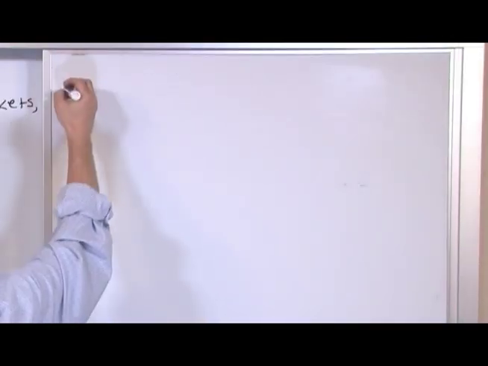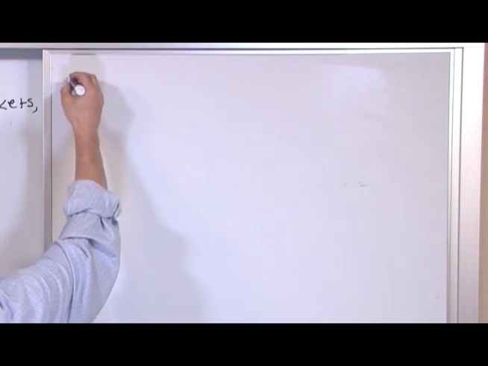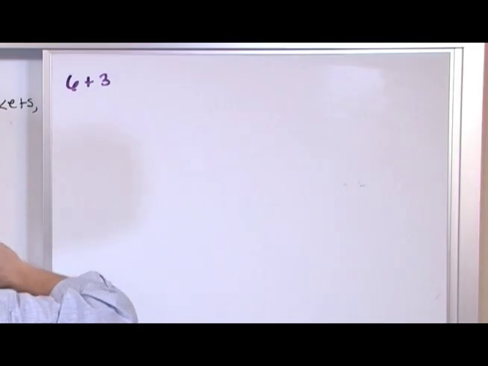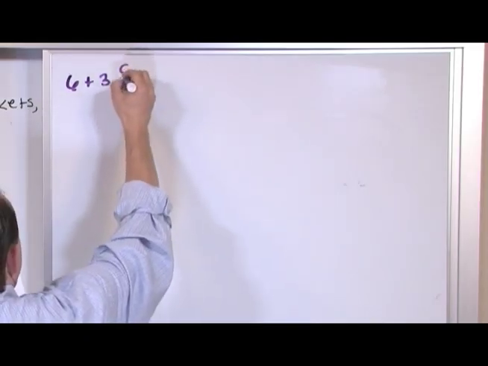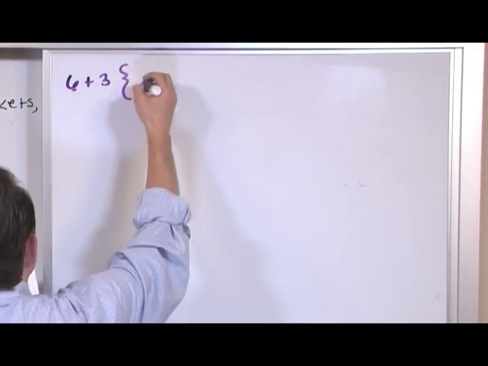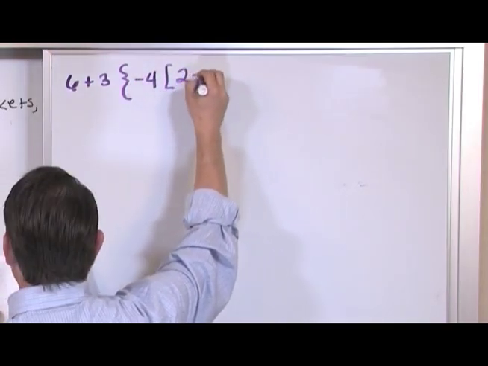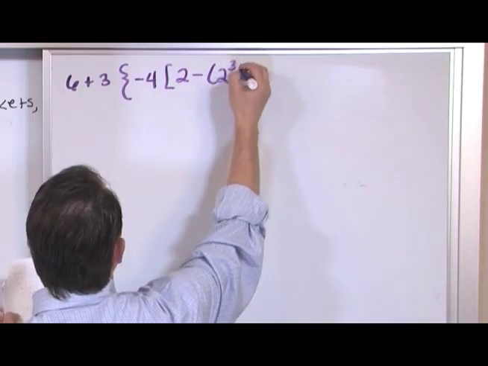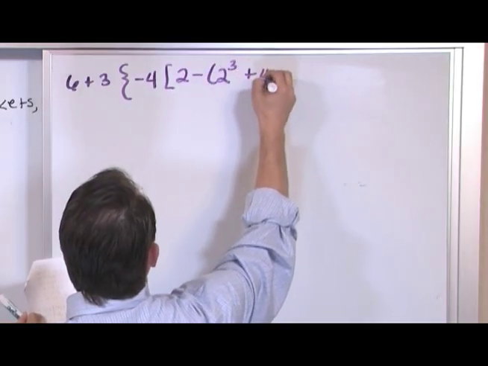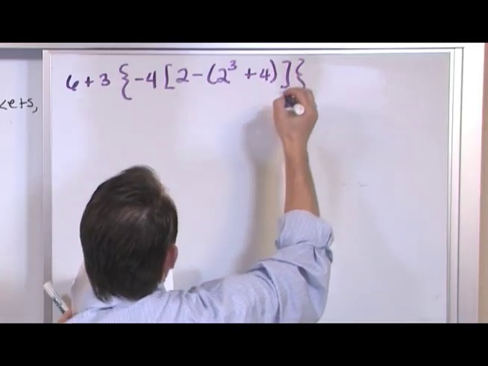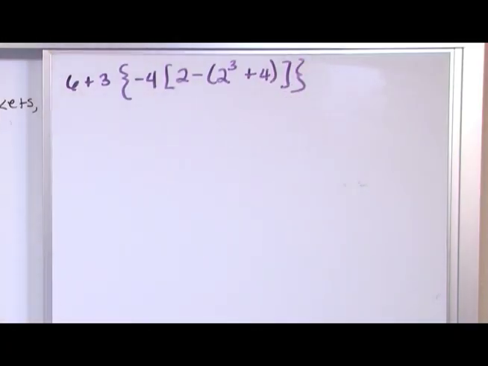Okay, the next problem is going to look like 6 plus 3. And here I'm going to introduce a little something else. Let me show you this. Curly braces, you might see in some books, minus 4 bracket 2 minus 2 cubed plus 4, close parentheses, close bracket, close curly braces. You see, all of these mean the same thing.